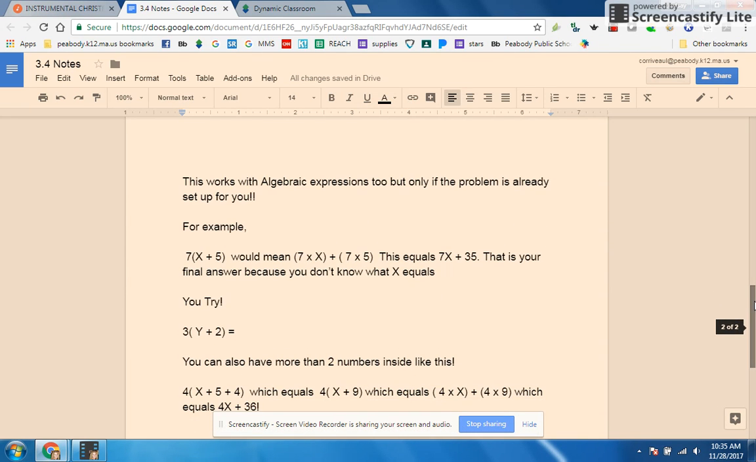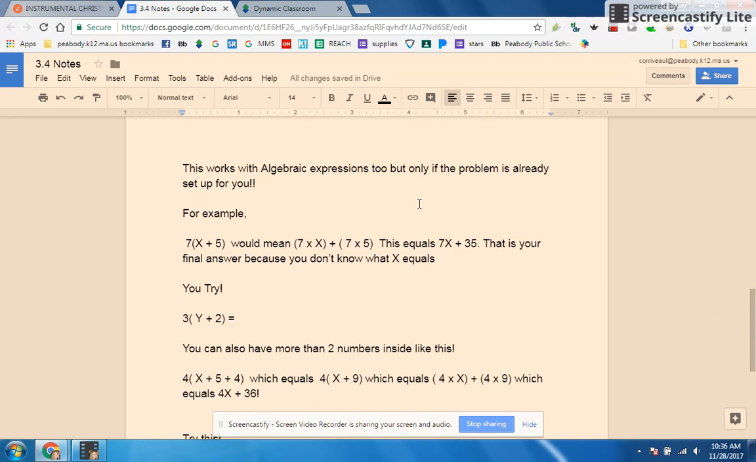This works with algebraic expressions too, but only if the problem is already set up for you. Remember, algebraic means a math expression with at least one variable or letter. So this one's already set up for us. They have a 7 on the outside and they have x plus 5. We don't know what x stands for, but we're going to do it the same way. 7 times x, 7 times 5, and add them together. 7 times x is just 7x because we don't know what x is.